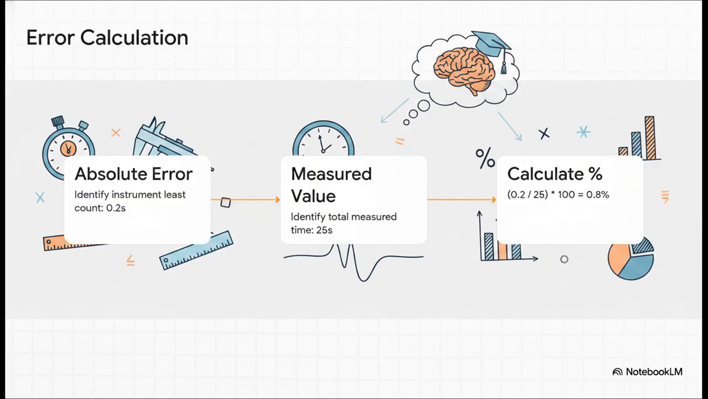Step 1, your absolute error is simply your instrument's least count. So here, that's 0.2 seconds. Step 2, your measured value is 25 seconds. Step 3, just calculate the percentage. Take 0.2, divide it by 25, and multiply by 100. Boom, 0.8%. Structured thinking beats panic every single time.